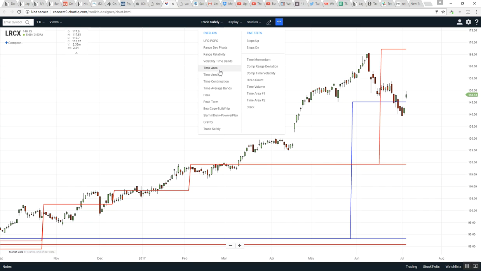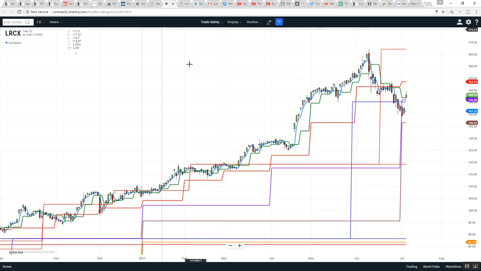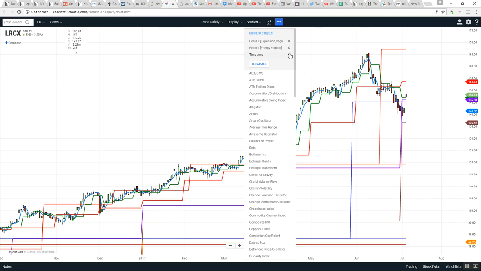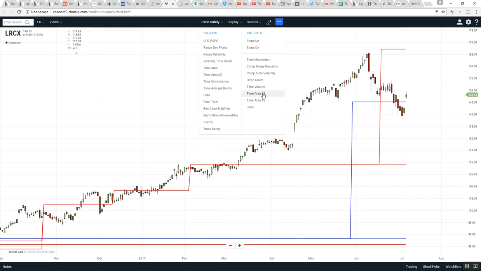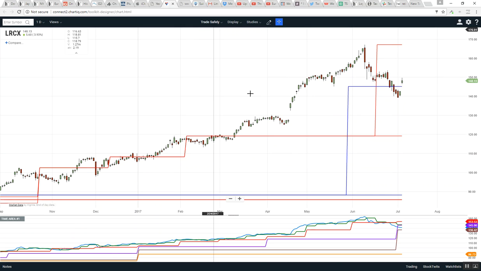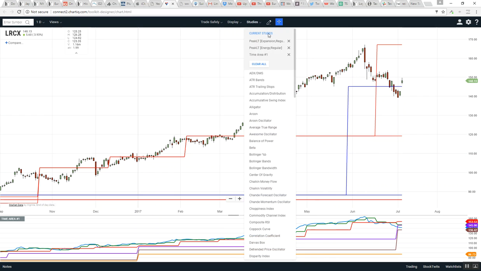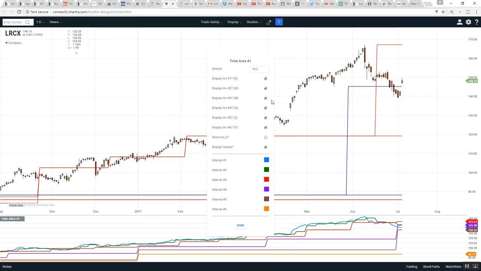let's have a look here. So the time area study, if we open that up, I'll actually just take that off for a second. If we use the time area one over here, then it's going to generate it underneath the chart. So now if we come back into studies and edit the time area study, what we can see here is we can choose different parts of the candle, and it will track what that part of the candle is doing across all the various time frames. So below now, we have selected HL2, which is the midpoint, high low divided by 2.